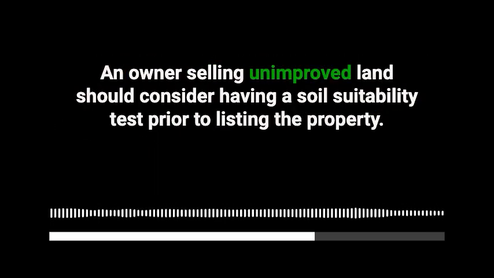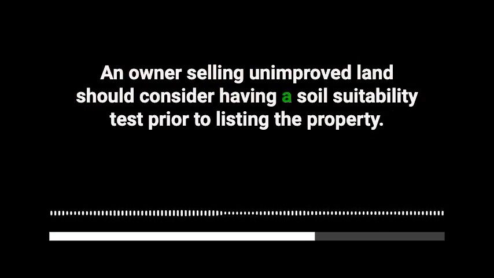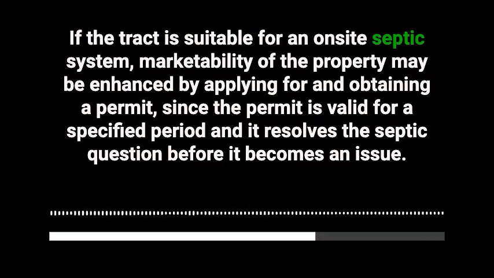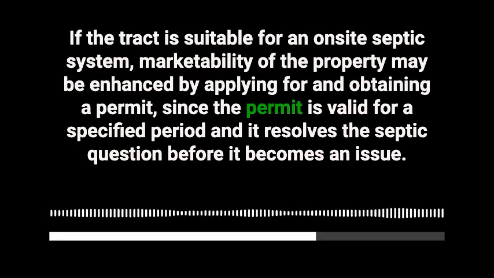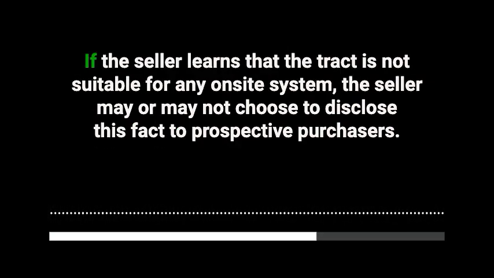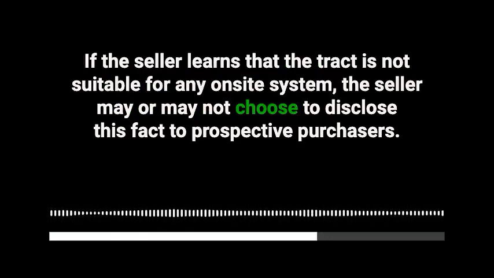An owner selling unimproved land should consider having a soil suitability test prior to listing the property. If the tract is suitable for an on-site septic system, marketability of the property may be enhanced by applying for and obtaining a permit, since the permit is valid for a specified period and it resolves the septic question before it becomes an issue. If the seller learns that the tract is not suitable for any on-site system, the seller may or may not choose to disclose this fact to prospective purchasers.